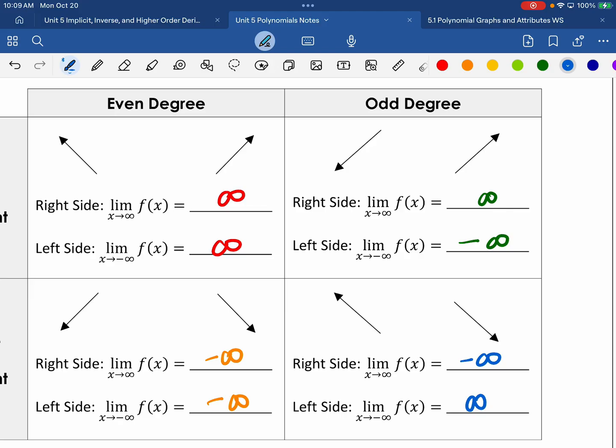You do need to have f of x after the limit and then your equal sign. So the way you read it is the limit as x approaches infinity of f of x equals, and then that is your answer. And this one is read, the limit as x approaches negative infinity of f of x equals, and then that would be your answer.